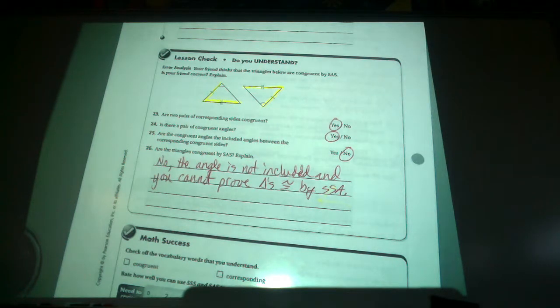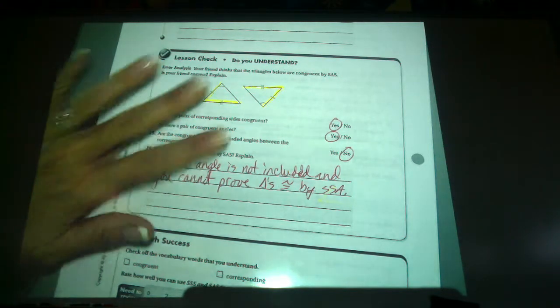Make sure that you put that in there for your note purposes, because that's huge. That's the one thing that they'll try to get you to do all the time, because you're like, oh, I got two sides and an angle. It has to be the right angle.